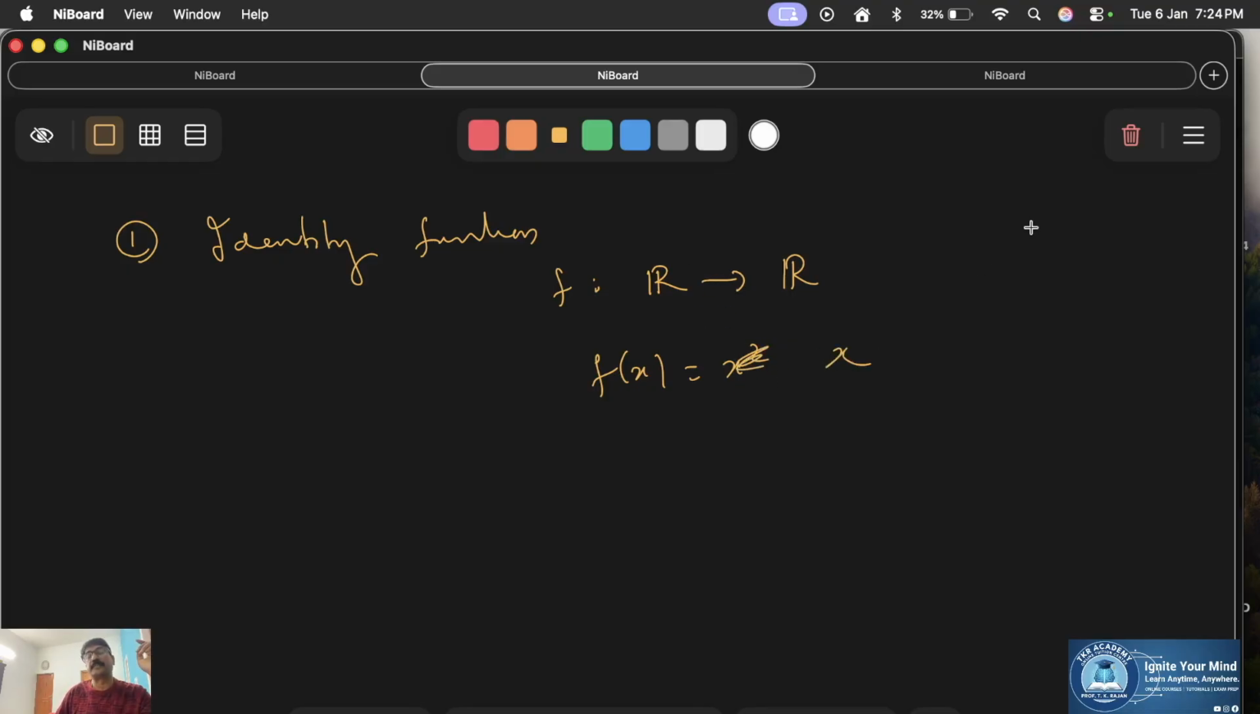f(x) is equal to x. That is, every x in R is taken to x itself. Such a function is called the identity function.